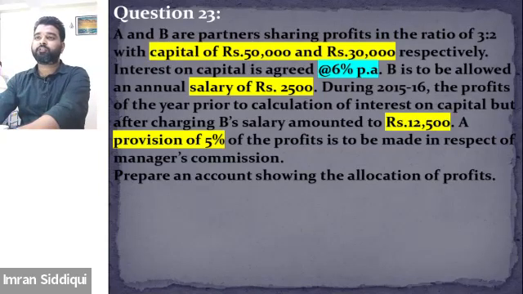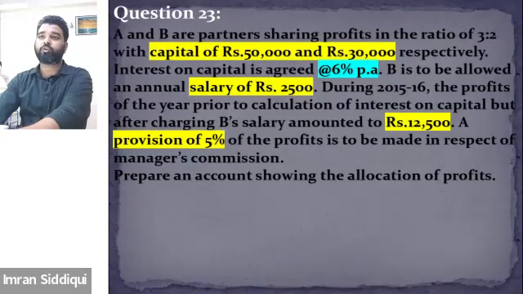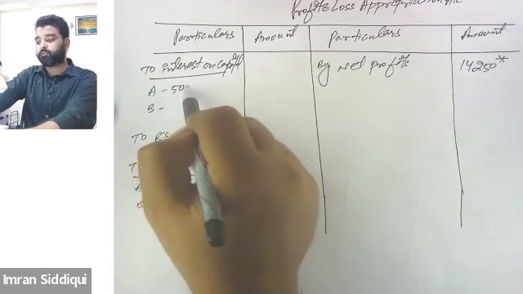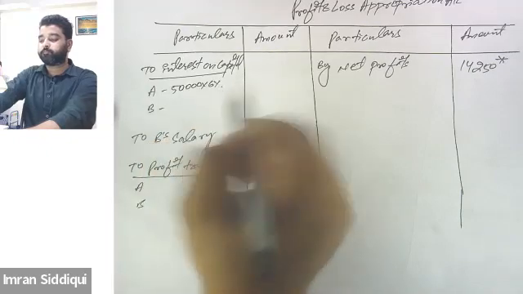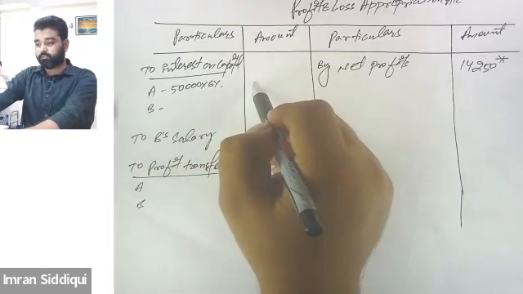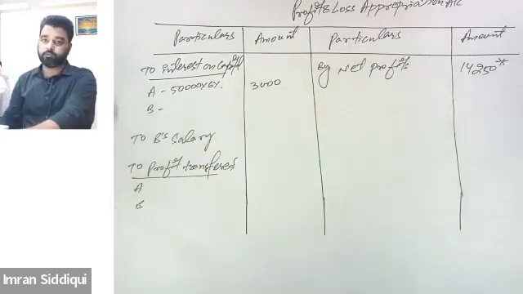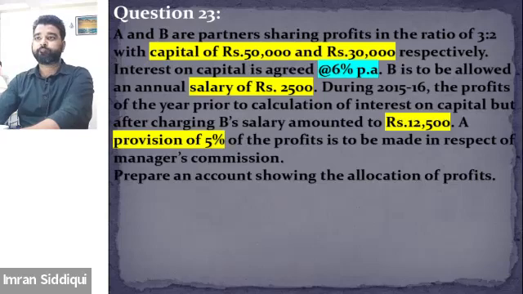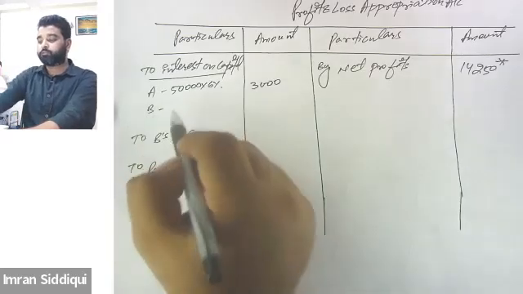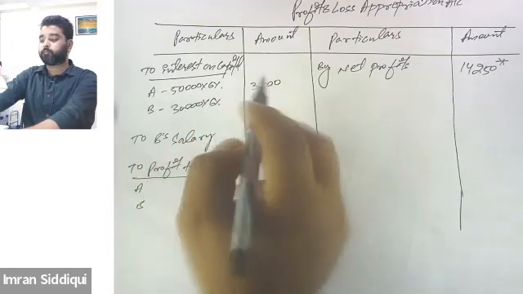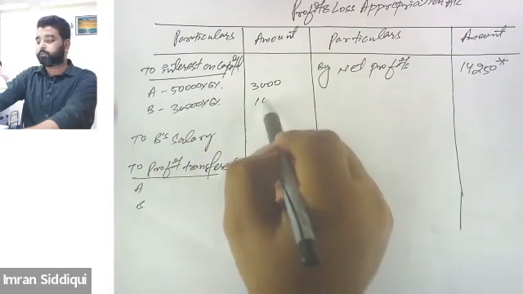Question is asking us to give 6% per annum as interest on capital. So firstly, Mr. A will be provided 6% interest on his capital contribution of 50,000. So on 50,000, Mr. A will be given 6% per annum. That means he will be given 3,000. And Mr. B will be given 6% per annum on his capital contribution of 30,000. 30,000 into 6%. So it will be 1,800.